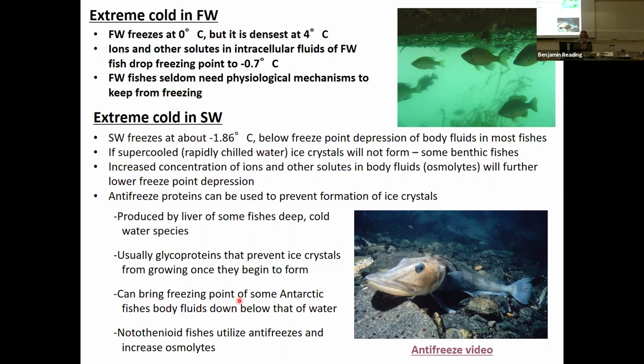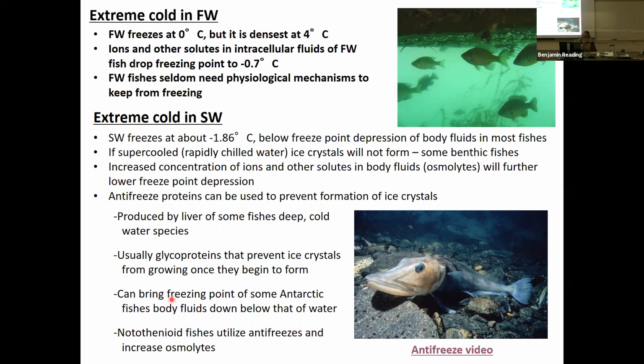So they have no threat then of dying this way. This brings the freeze point of the body fluids of the Antarctic fishes, for instance, down to below this. So their freeze point depression then might be negative 2 degrees centigrade, and so they're safe. They're safe from freezing. So notothenioid fishes utilize antifreezes and increase osmolytes.